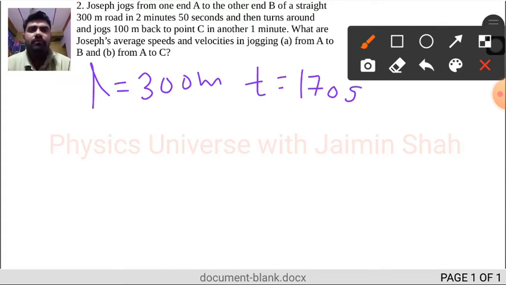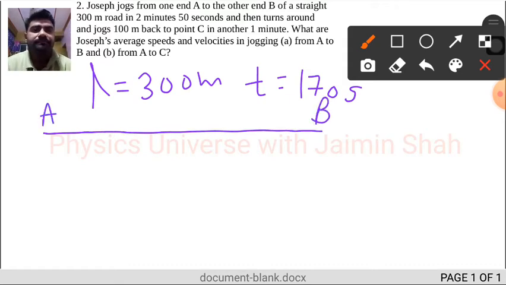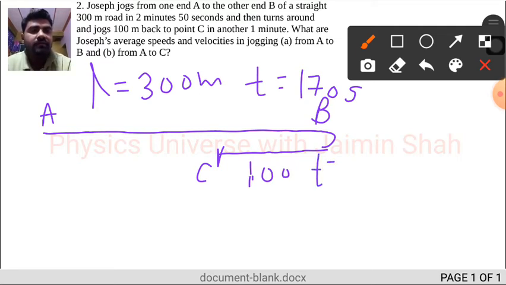And then he turns around and jogs 100 meters back to point C. Now I am drawing the total scale, the total travel of this whole system. A to B, which is 300. Then he turns around and jogs 100. Yes, this is 100, back to point C. See, this is point C. In another 1 minute, so timing for this is t equal to 60 seconds.